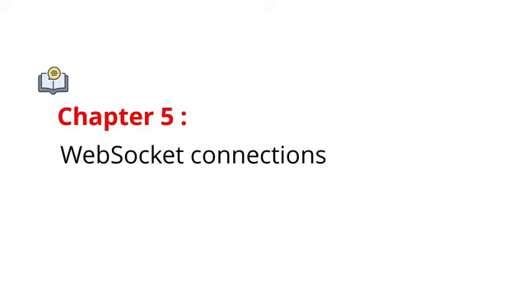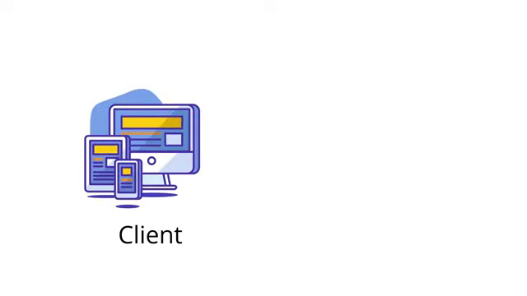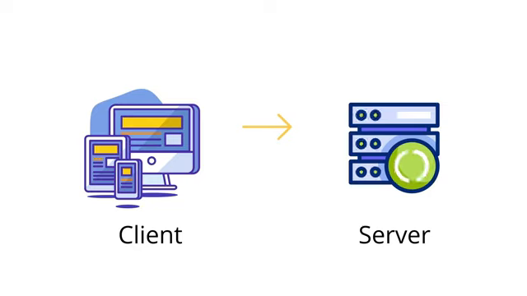But let's first start with the basics of networks. What's a client and a server? First, let's understand what a client and a server are. Your computer, phone, or tablet acts as a client. When you want to access something online, like a website or a web page, or watching a video on YouTube, your device sends a request for that information. On the other side, a server is a powerful computer where websites and other online resources are stored.